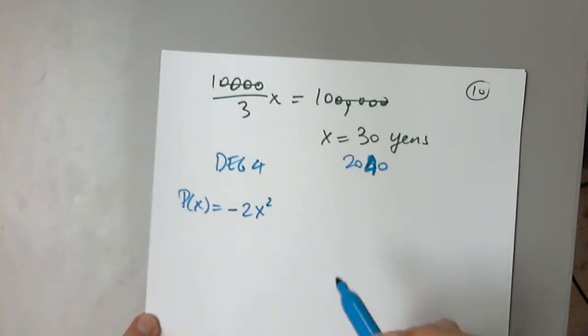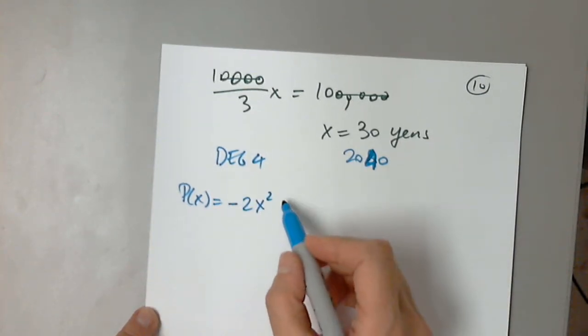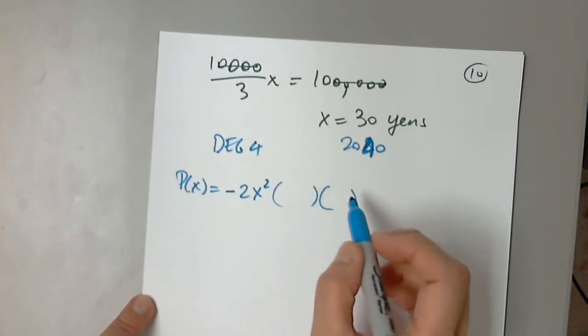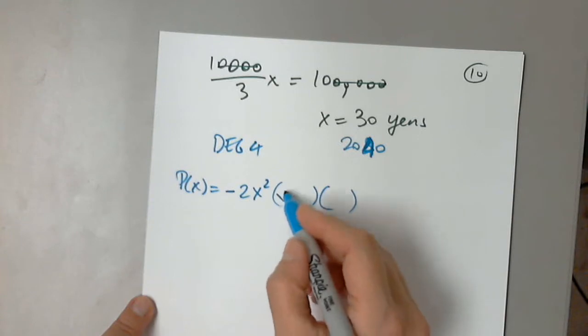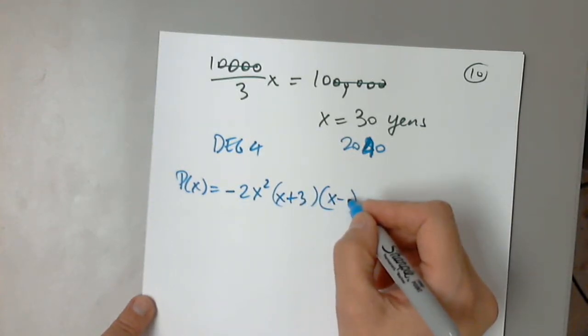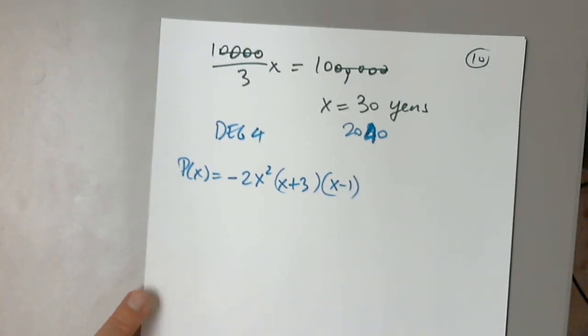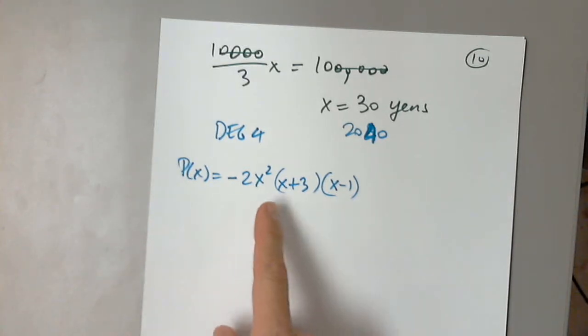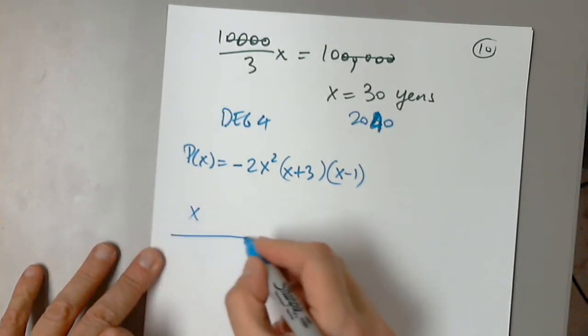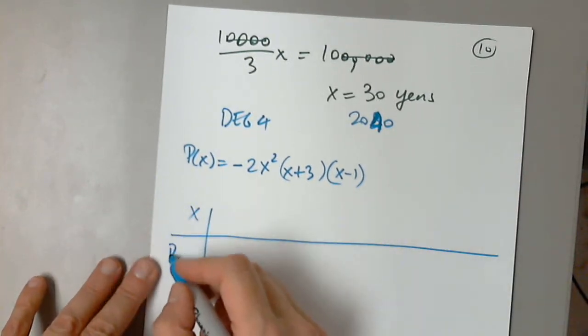Negative 2x squared. X plus 3. X minus 1 it is. Does this polynomial have degree 4? No. Yeah, 2 and 1 and 1. Degree 4. Very good. Let's start with the domain.